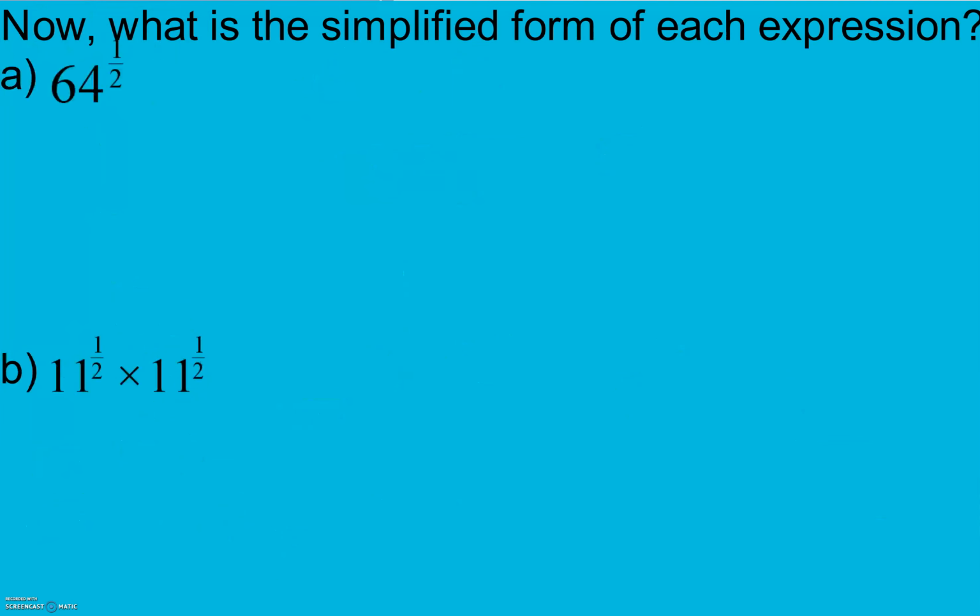Go ahead and pause here and give these a try if you'd like. So 64 to the 1/2 power means we're going to take the square root of 64, with the numerator as our exponent. So the square root of 64 is 8. If we're not sure, though, we can break 64 down.